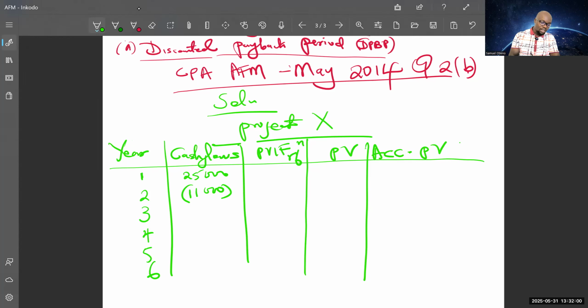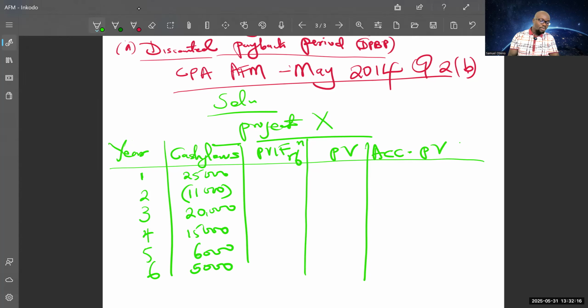I'm using parentheses there. Then for the third year, it is 20,000. Fourth year, it is 15,000. Fifth year, it is 6,000. For the sixth year, it is 5,000, like that. Then we now want to go to the discounting factors.